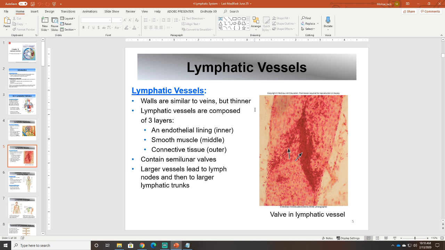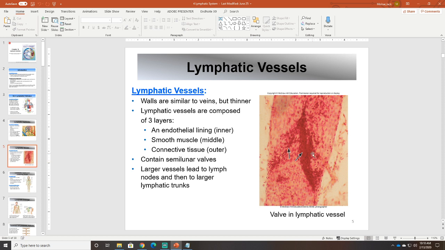So lymphatic vessels are similar to veins, but they're even thinner than veins. They have the same three layers, though. There's an inner endothelial lining. The endothelium, again, is simple squamous epithelium. We have a smooth muscle middle layer, and then an outer connective tissue layer. Similar to veins, we will also see valves in the lymphatic vessels.